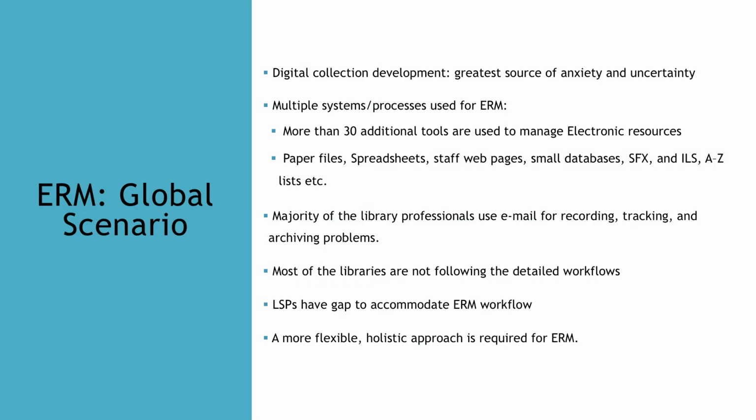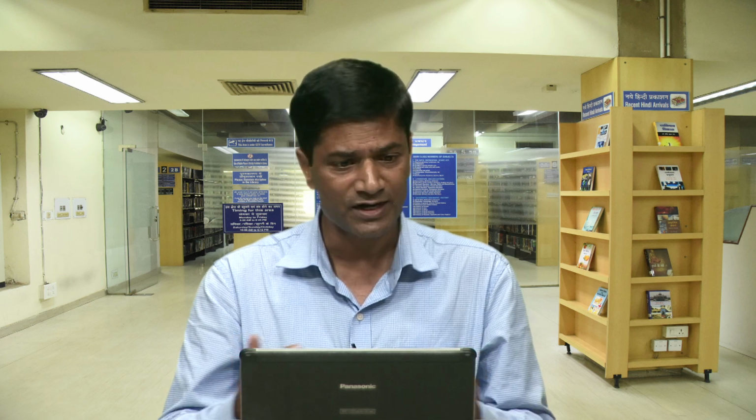A brief study of the global scenario has been done. For example, a study conducted by Digital Library Foundation UK found that digital collection development is the greatest source of anxiety and uncertainty among librarians. Similarly, more than 30 different tools are used by librarians all over the world to manage electronic resources, and in most cases these tools are not interconnected. For example, they put the license in a paper file, they put the vendor contact in Excel, and other things are also involved. Since all these systems are isolated, it is very difficult for them to integrate.